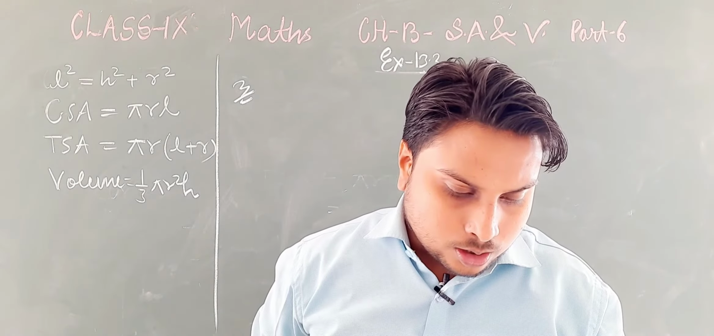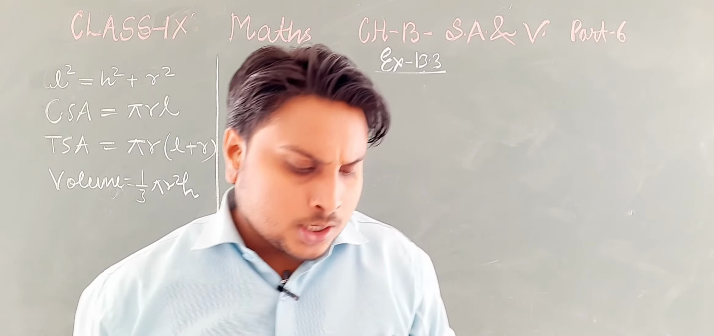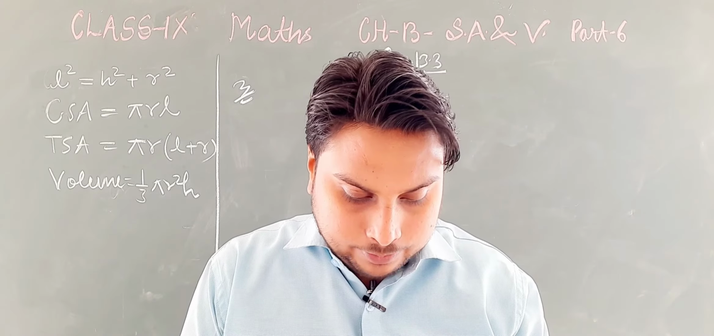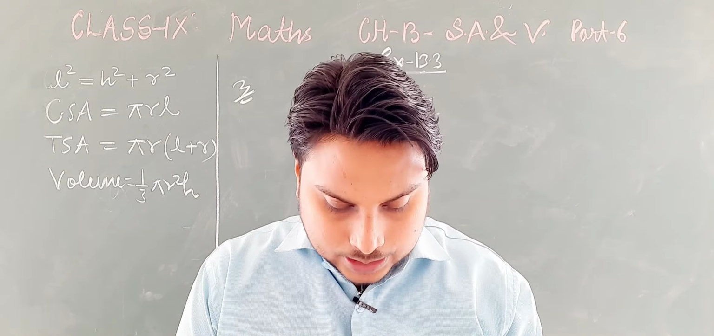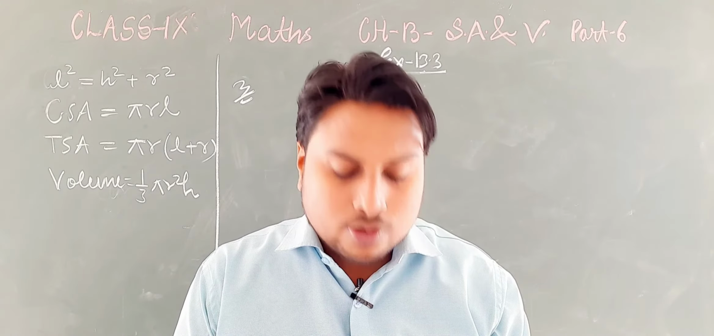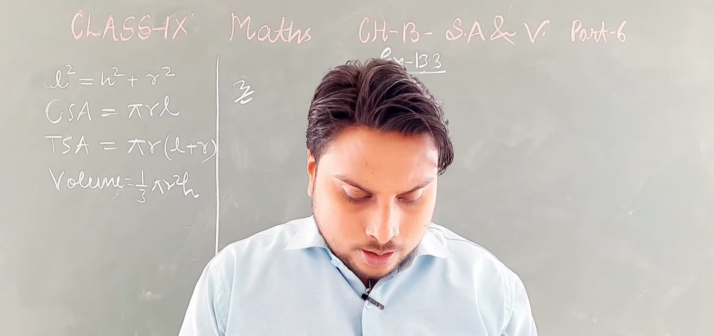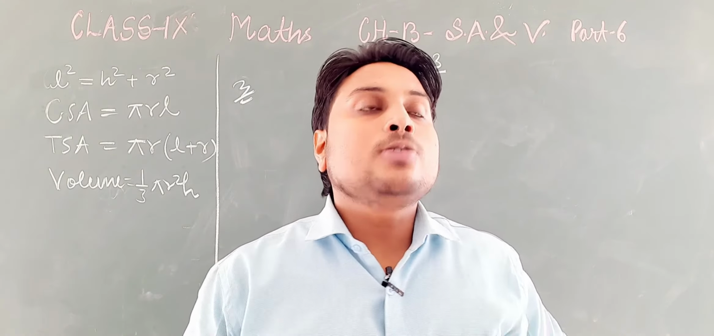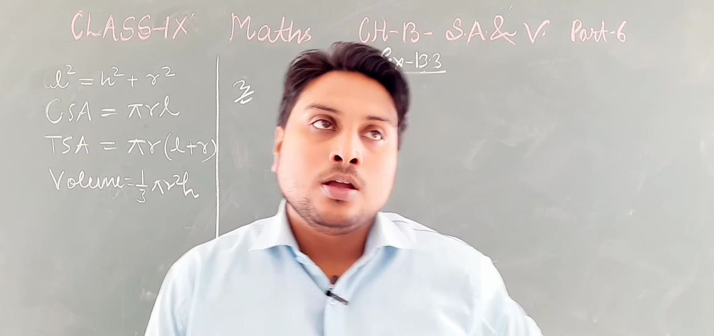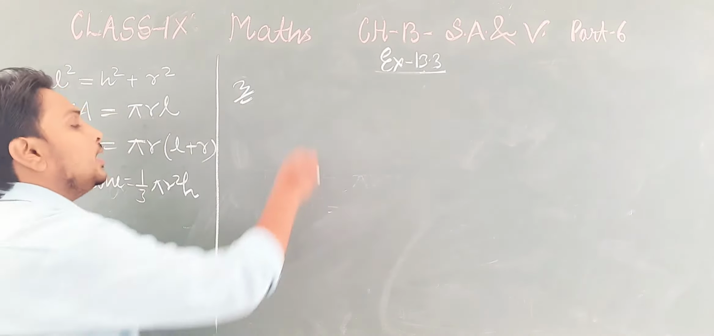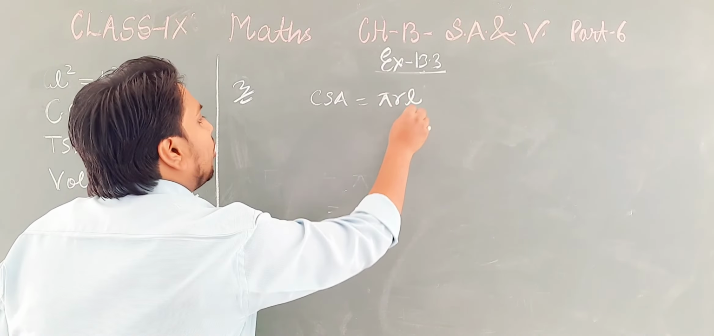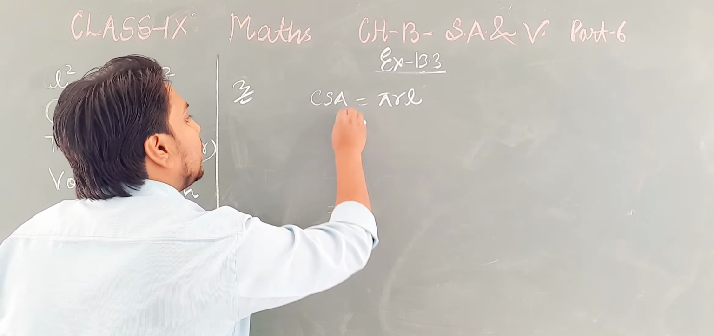Coming to the third question, students. Third question is curved surface area of a cone is 308 centimeter square. Curved surface area is given. Slant height is given. L is equal to 14 centimeter. You have to find the radius and the total surface area. So students, if curved surface area is given, means pi r L is given. And also L is given.